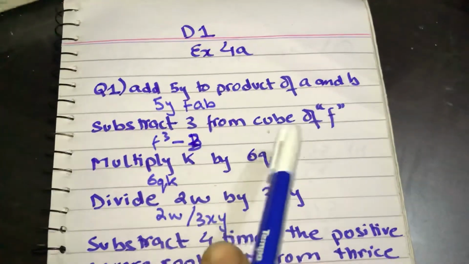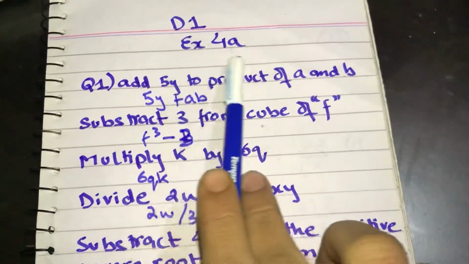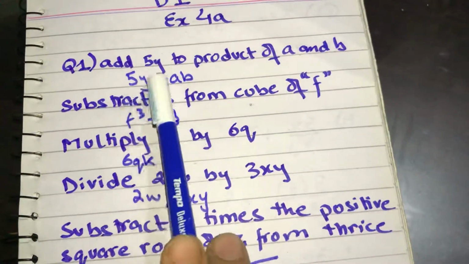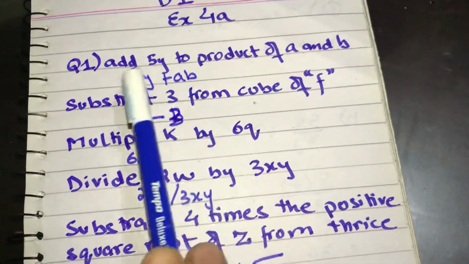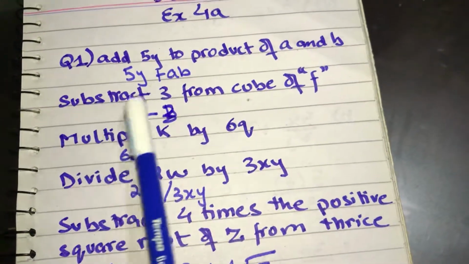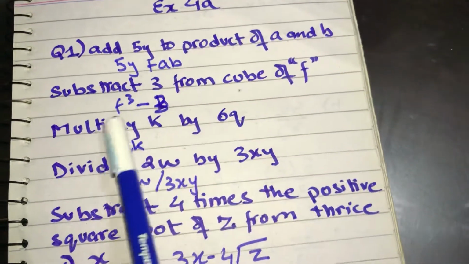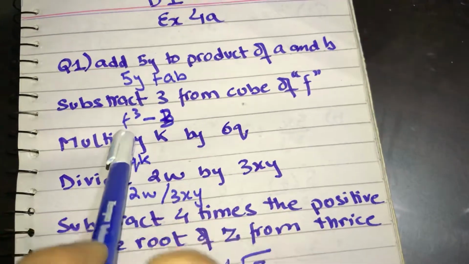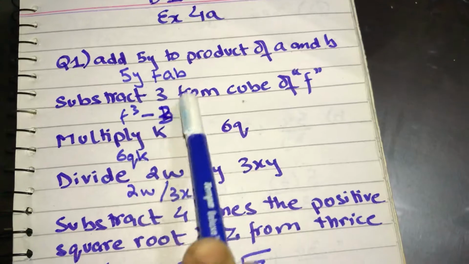In this video, we will be doing exercise 4a of the book D1. The first question is: add 5y to the product of a and b. 5y added to the product of a and b, so 5y plus ab. Subtract 3 from the cube of f. So the cube of f will be f raised to power 3, minus 3.